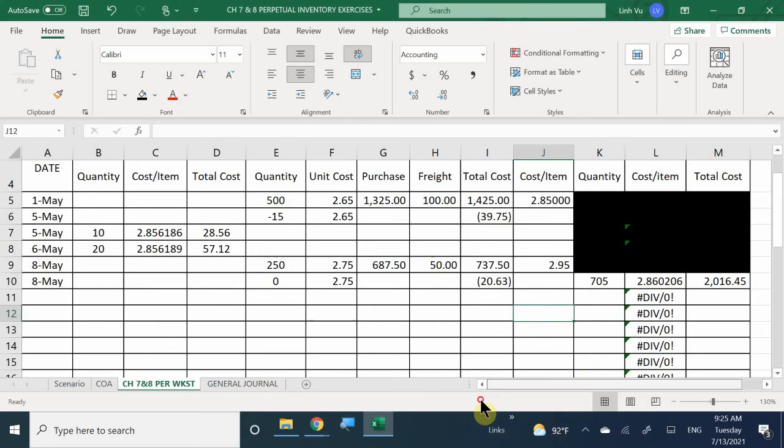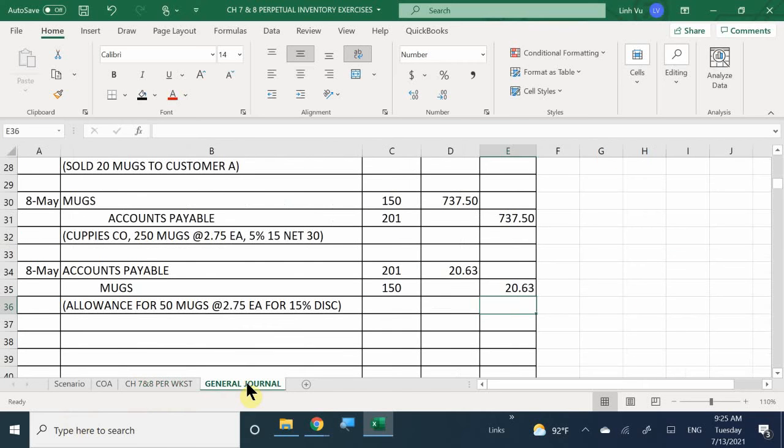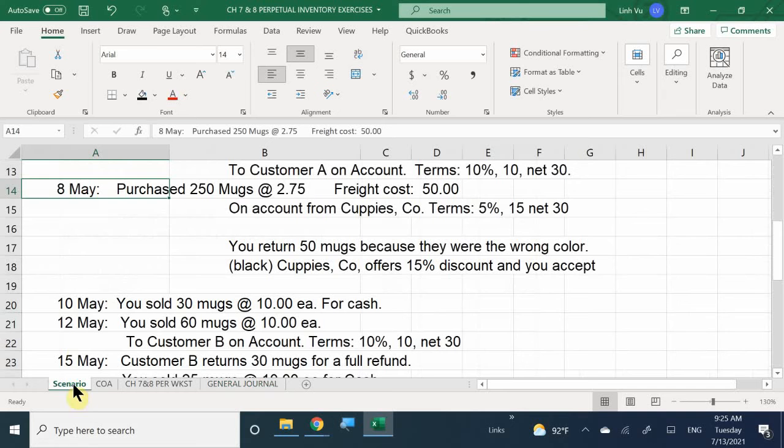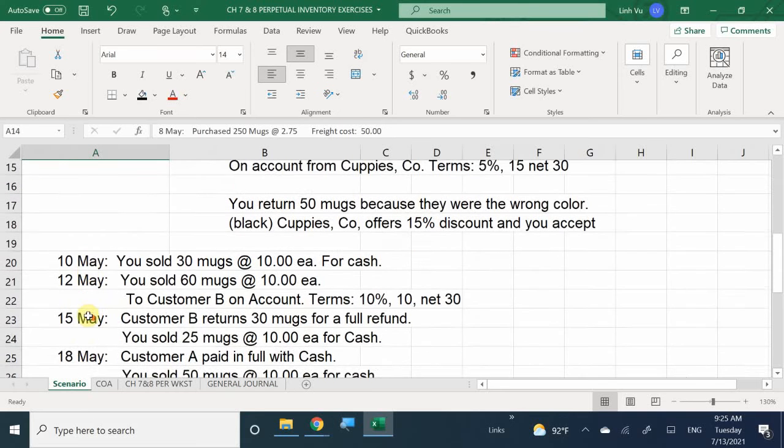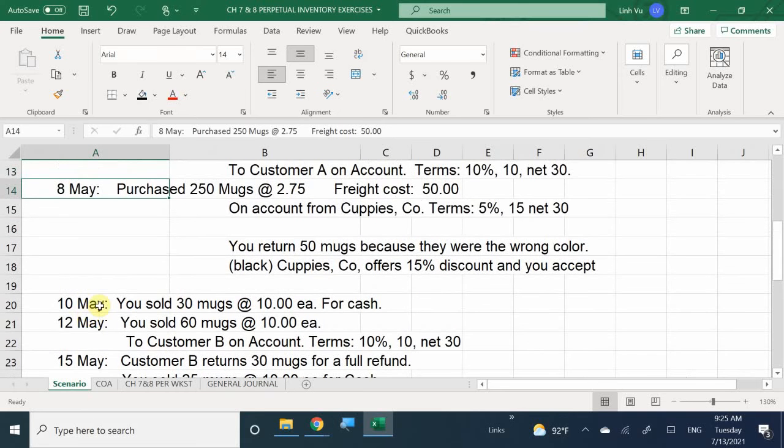All right. Everyone good with me so far? We don't need to journalize because in this case, nothing affected inventory except for the total cost. So we didn't add or subtract anything from my inventory except for this right here, which was the $20.63. Okay. So now let's see what has happened next.